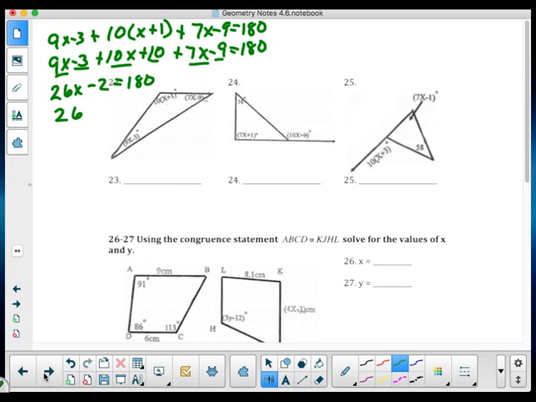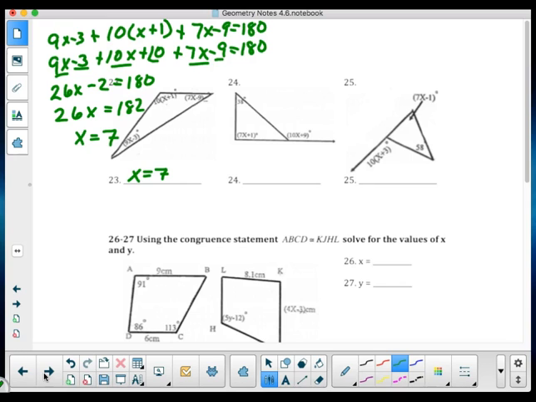So now I got 26x is equal to 182. Dividing by 26, I'm going to get 7. So my x is 7. I'm just going to double check. 182 divided by 26. Yep, we're all good. And we're supposed to just find x. So x is equal to 7.